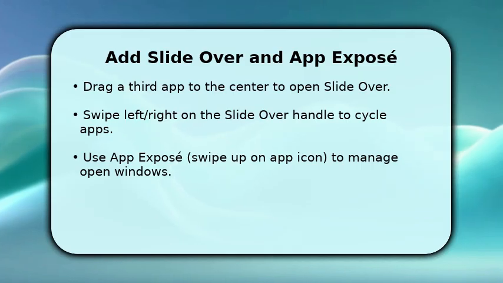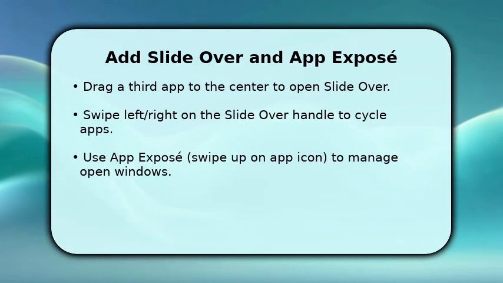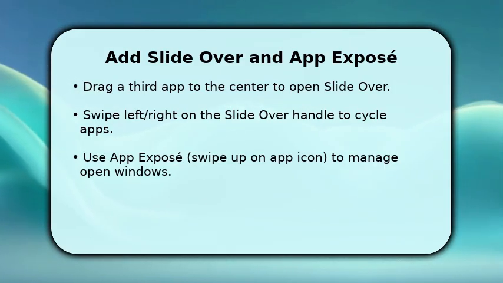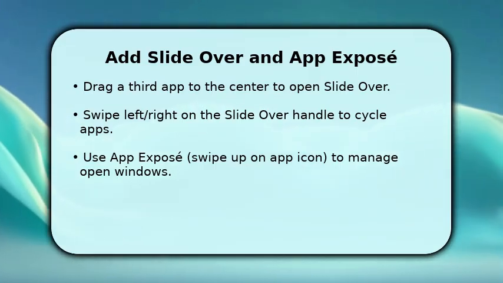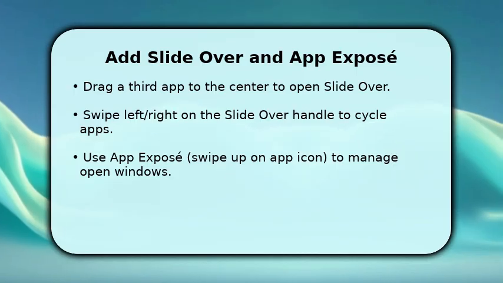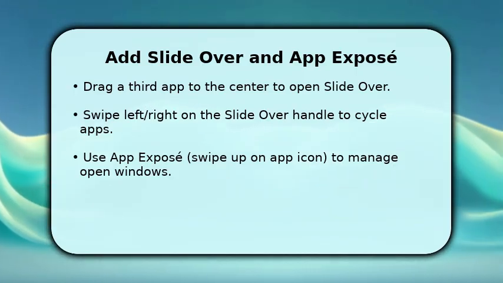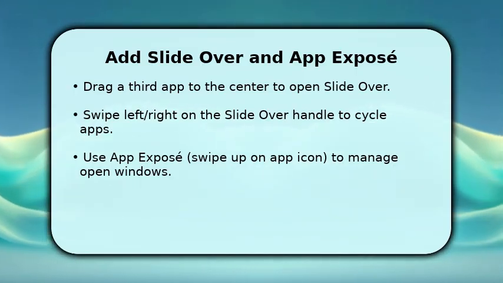Once slide over is open, swipe the small handle left or right to switch slide over apps quickly. To see multiple windows for one app, touch and hold its dock icon, or use App Exposé by swiping up on the app to reveal all open windows. This helps you pick the exact window you need without disrupting layout.